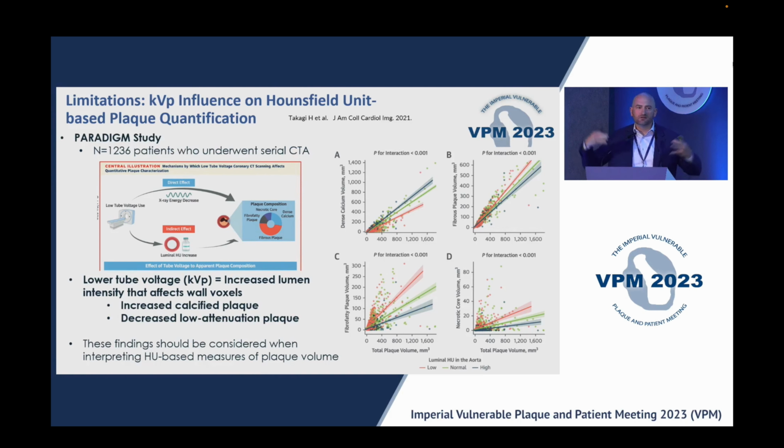Now, it's important to understand the limitations of quantitative plaque. I'm sitting here saying this can really help patients move above and beyond what we're currently reading, but it needs good image quality. It needs good image quality. And we also need to understand the influence of KVP. And we've learned this from PARADIGM.